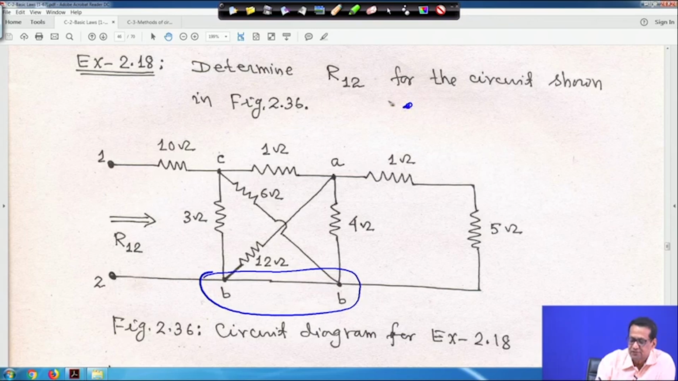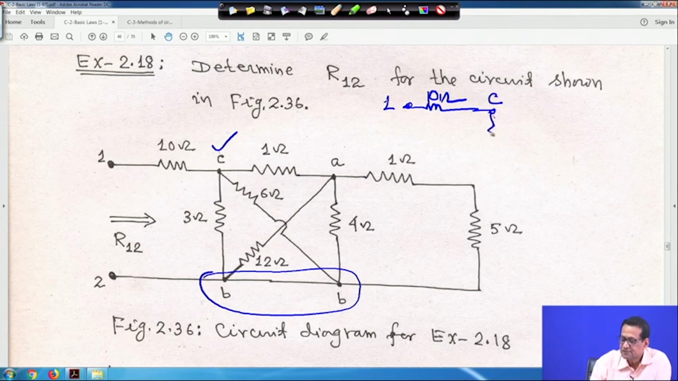So, this is your node 1, this is actually 10 ohm, and suppose this is your C, and this is actually your 3 ohm, and this B is a common node, because B is a common node. So, that means this C to B, this 6 ohm, actually is in parallel.